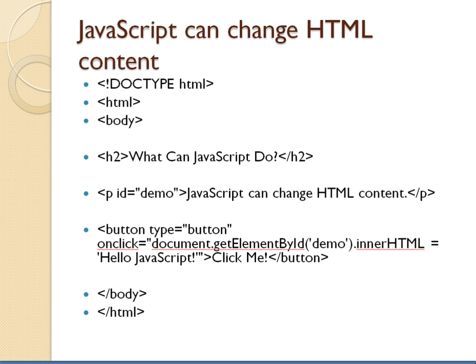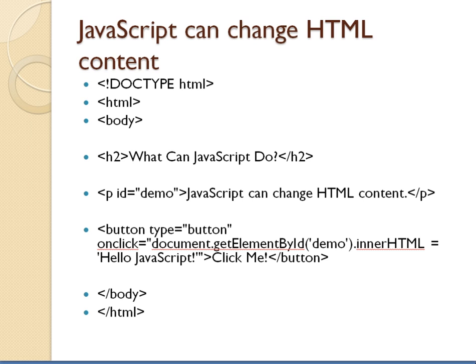Coming to the next program, the statement: JavaScript can change HTML content. So JavaScript can also change the content of HTML. Now how is it done? This is the fixed line, that is the syntax: doctype HTML, HTML tag open, body tag open. In this heading 2, what can JavaScript do? And P ID demo, JavaScript can change HTML content, P close.